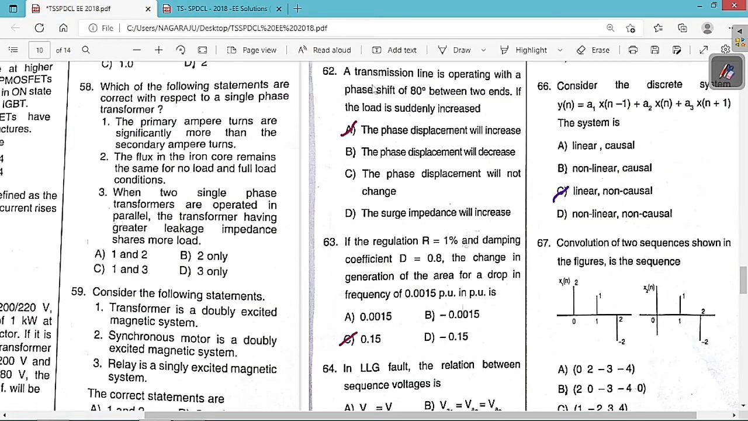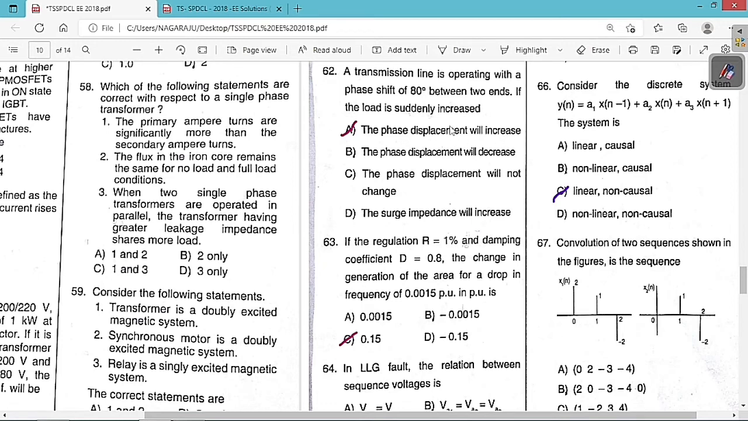So now we are going to solve another question. See the question here. A transmission line is operating with a phase shift of 8 degrees between the two ends. If the load is suddenly increased, then what is the nature of the phase displacement we have to find? It will increase. The phase displacement will increase.